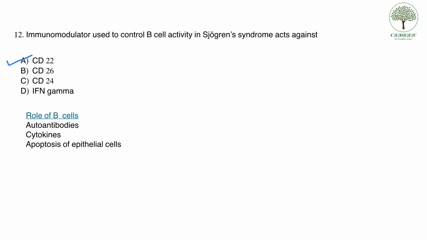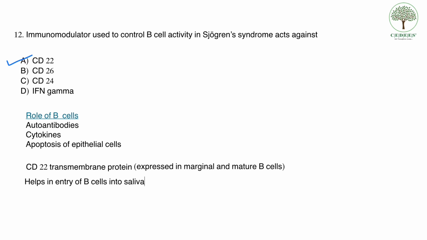Now, B cells are known to express CD22, that is the cluster of differentiation 22. It is a transmembrane protein which is expressed in mature and marginal B cells. So if you remember, your immature B cells are in the bone marrow, whereas we need to target the cells in the lacrimal glands and the salivary glands. So these cells express CD22, and CD22 helps in entry of B cells into the lacrimal and salivary glands. So your immunomodulators will downregulate the expression of this CD22.